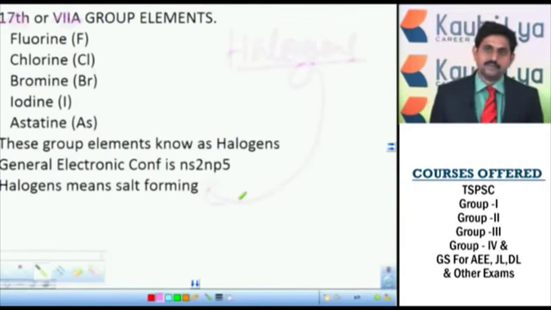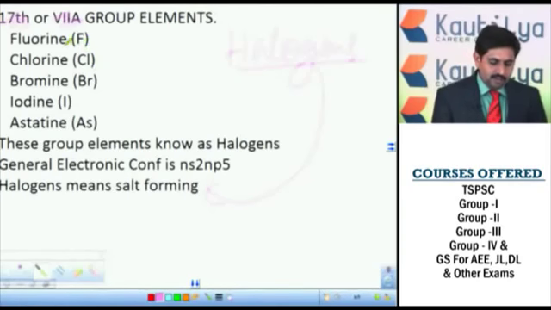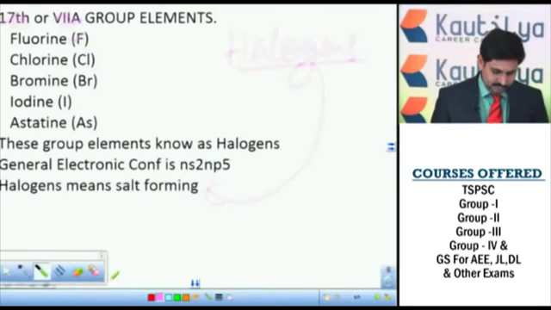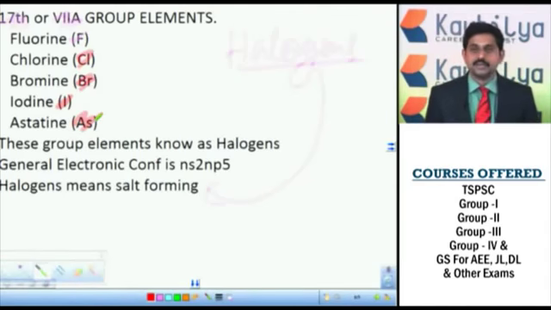So we can consider it as the fluorine family, right? The elements are fluorine, chlorine, bromine, iodine and astatine. Generally we are discussing fluorine, chlorine, bromine and iodine. Astatine is considered a radioactive element, so we do not generally discuss it.